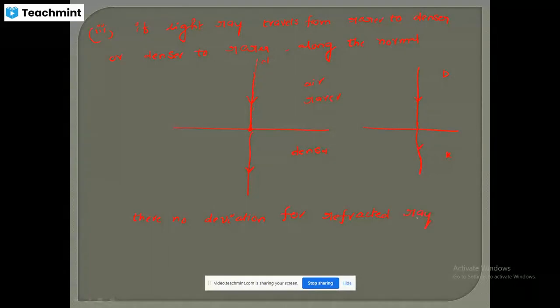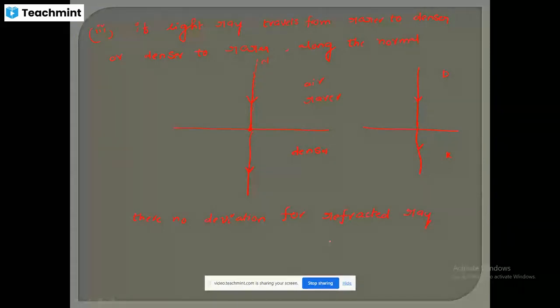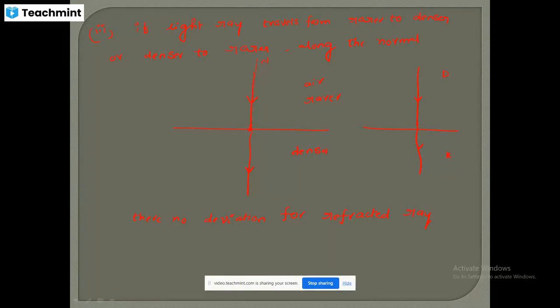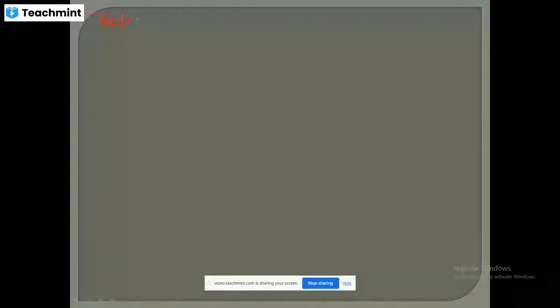These are the three characteristics of refraction of light. These are very, very important. Based on these characteristics, we are going to study in the next coming classes. We need to keep all these points in mind. Okay, next most important topic here. Next one is refractive index.